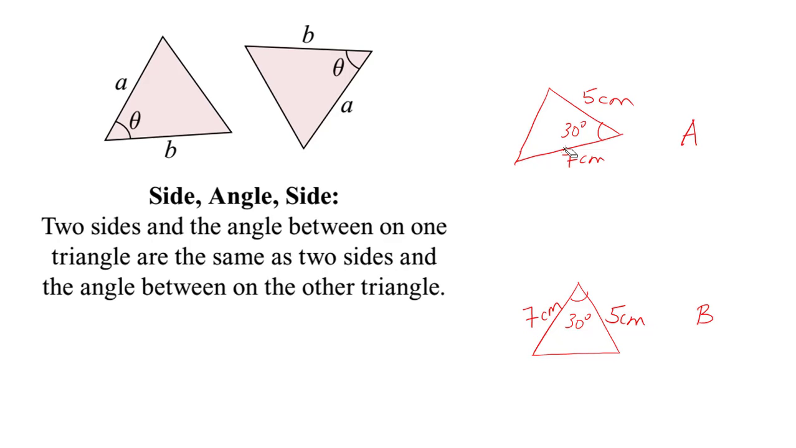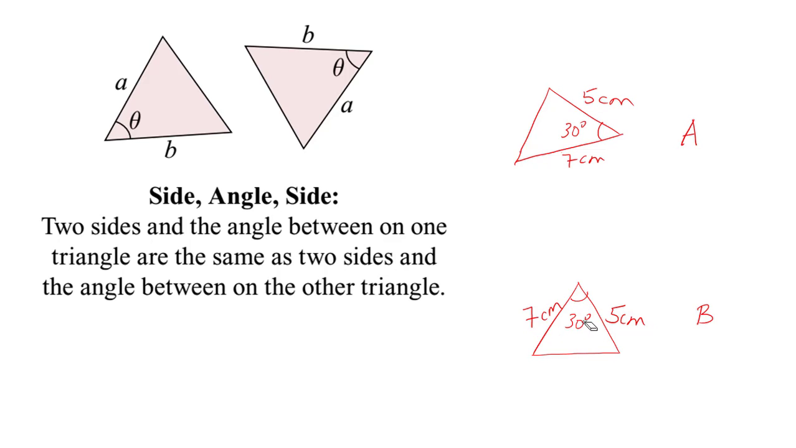The first condition is this: if two triangles are congruent, it could be that you have two sides and the angle between them on one triangle that are the same as two sides and the angle between them on the other triangle. Now, this angle 30 is the angle between side 5 centimeters and side 7 centimeters. Likewise here, this angle 30 is the angle between side 7 centimeters and 5 centimeters. If that's the case, then if you measure this line here, and you measure this one down here, you're going to find that they're exactly the same thing, which means that this triangle and that triangle are the same thing.